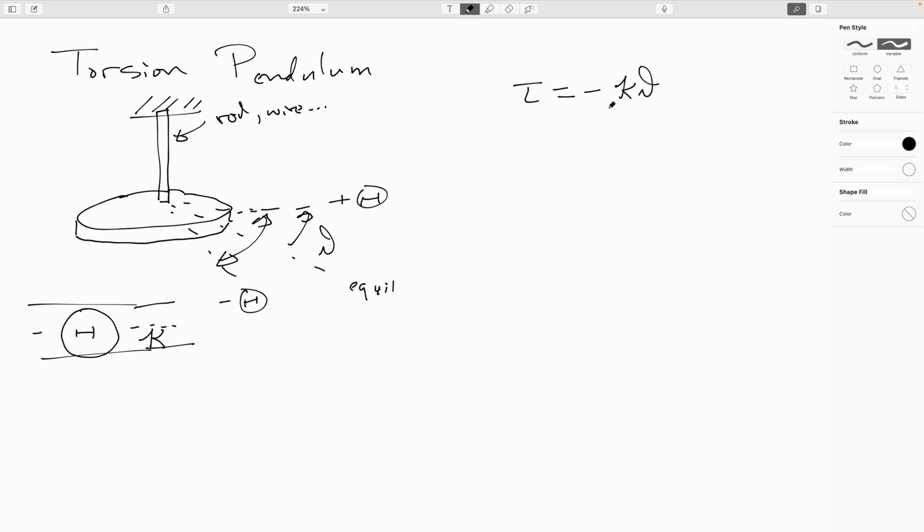And so what this is saying is that the torque that this rod will exert is directly proportional to how much I've twisted it. Why the minus sign? Well, if I twist it counterclockwise, the restoring torque will be clockwise. And if I twist it clockwise, the restoring torque will be counterclockwise. So I need a minus sign there. Okay. And this is my torsion constant.